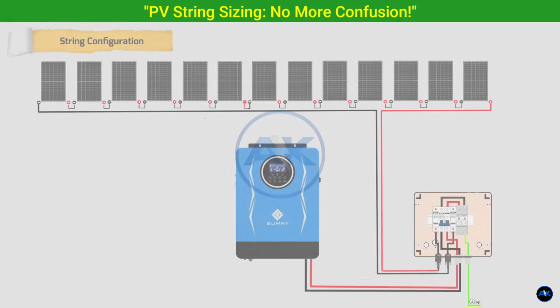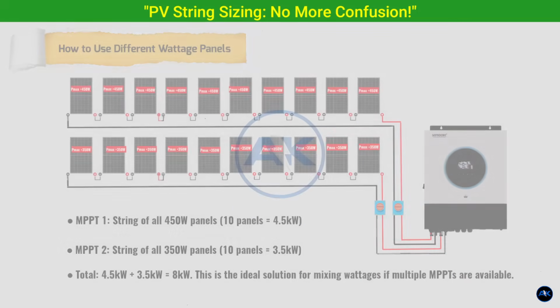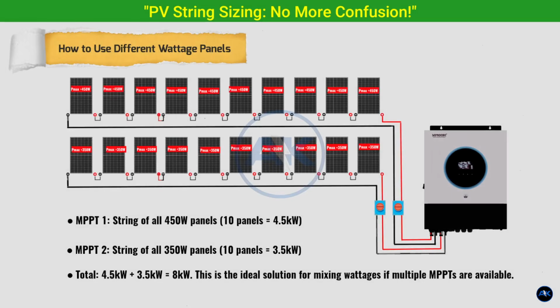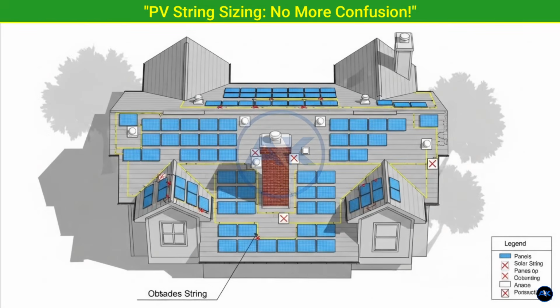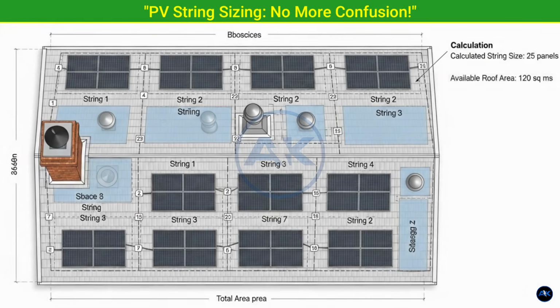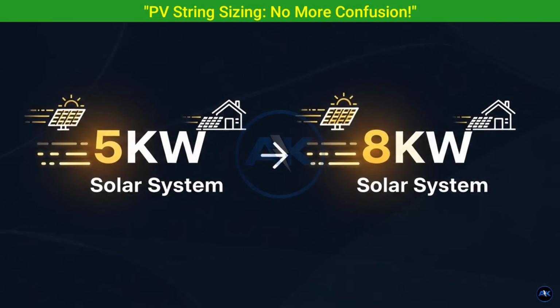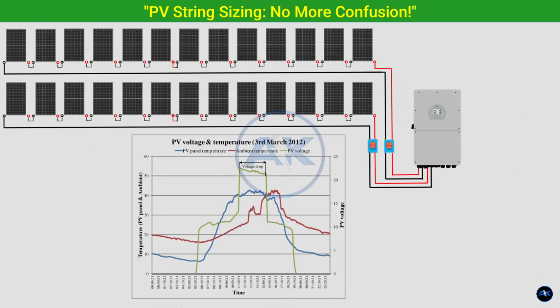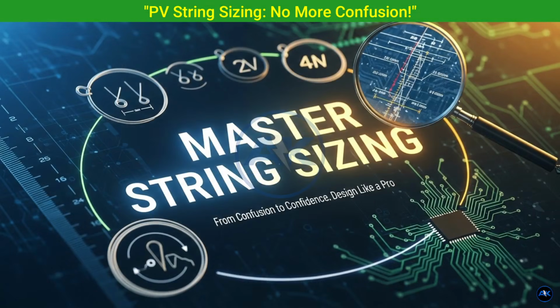Today, we're not just reviewing the basics, we're diving deep, step by step, to unravel all the complexities of PV string sizing, from the absolute fundamentals to advanced considerations like temperature, multiple MPPTs, and yes, even how to handle different wattage panels without blowing a fuse. We're going to walk through exact examples for 5 kilowatt and 8 kilowatt solar systems, ensuring every single step is crystal clear. By the end of this, you won't just know string sizing, you'll master it.